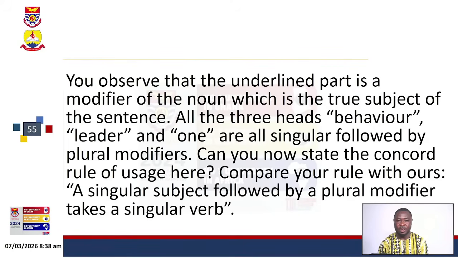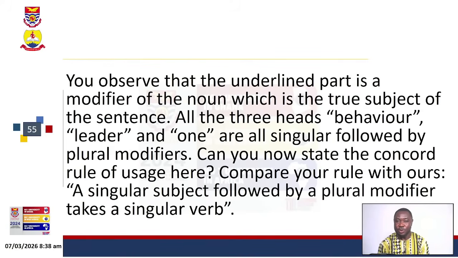Okay, are you able to construct your rule now? Are you able to formulate your rule now? Have you done that? We said that behavior was modified of the students, leader of the students, one of the schools. We are saying that all these have been modified, but we chose a verb for them. Can you formulate a rule for this?